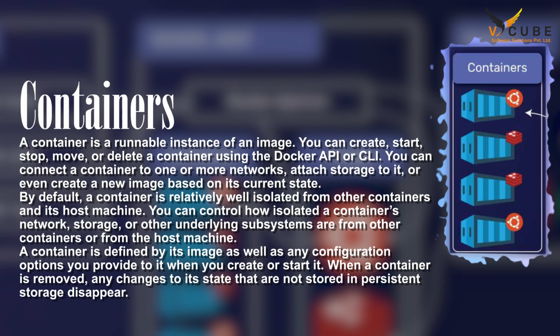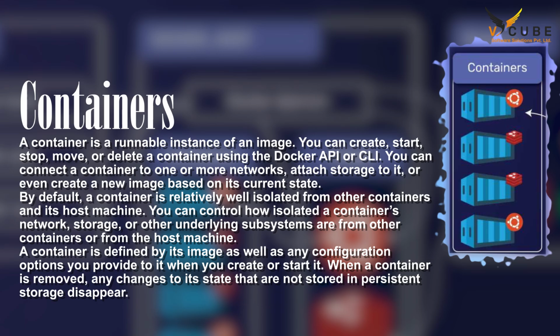Next, containers. A container is a runnable instance of an image. You can create, start, stop, move, or delete a container using the Docker API or CLI. You can connect a container to one or more networks, attach storage to it, or even create a new image based on its current state.